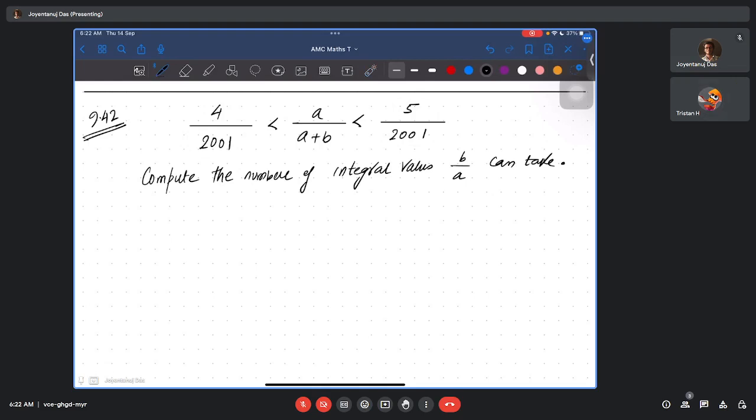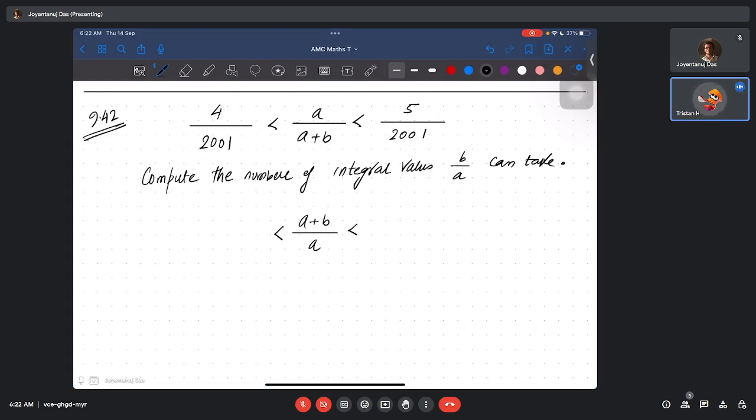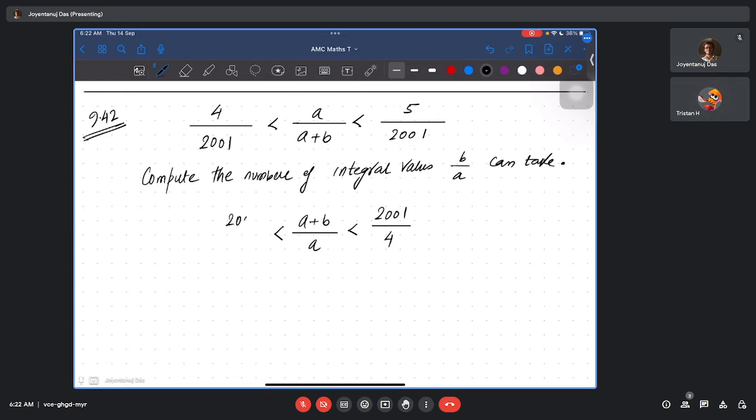So if I reciprocate, then the middle term becomes a by a plus b divided by a, right? And what will be the both sides now? Oh, so just reciprocal the whole equation. Okay. So it would be 2001 over 4 and then 2001 over 5. Right. So this side will be which one? 2001 over 4. Right. So now here you can easily check that this is nothing but 1 plus b by a, right? So b by a you got as it is. You don't have to do anything. Just you have to subtract now one from both of the other two things.